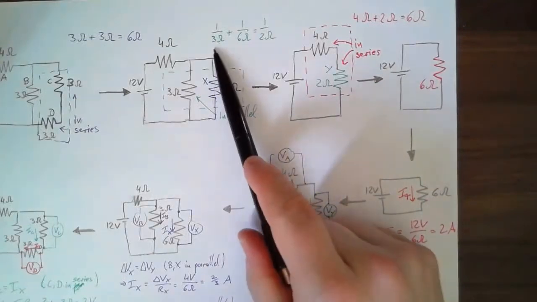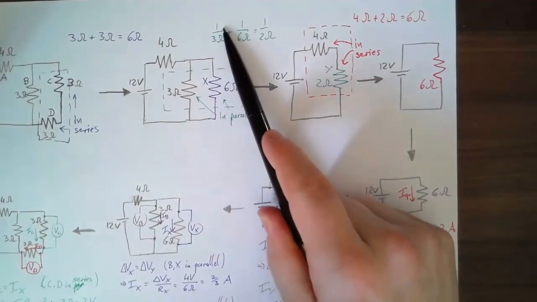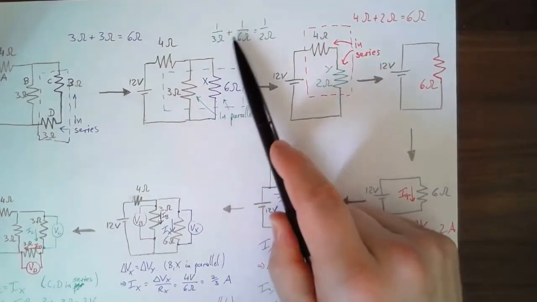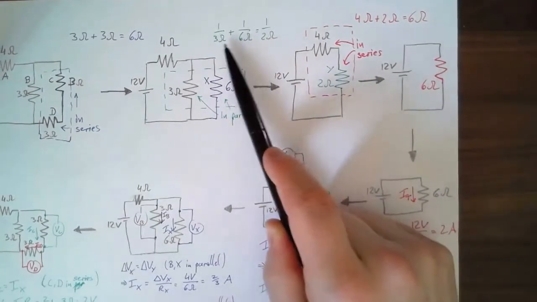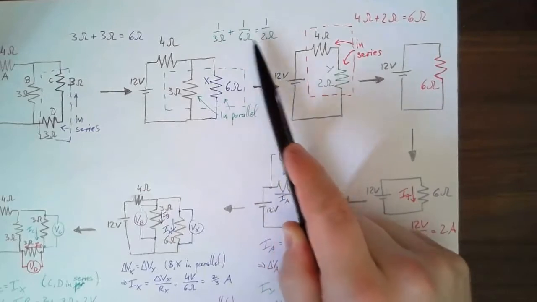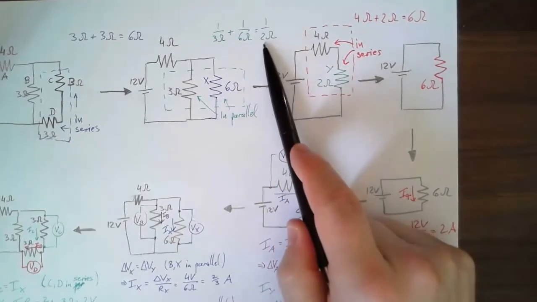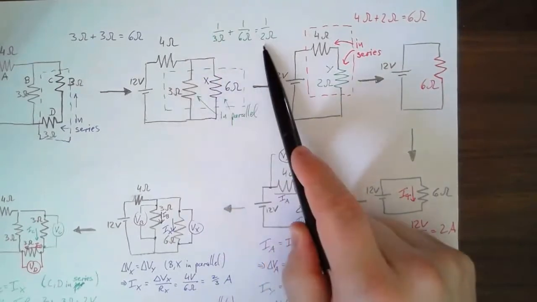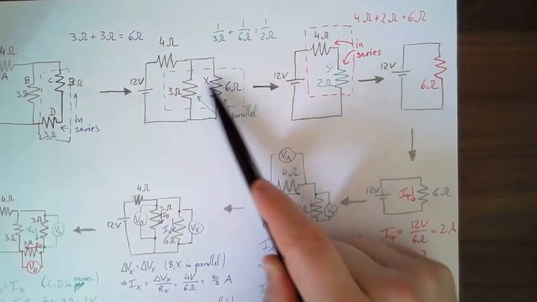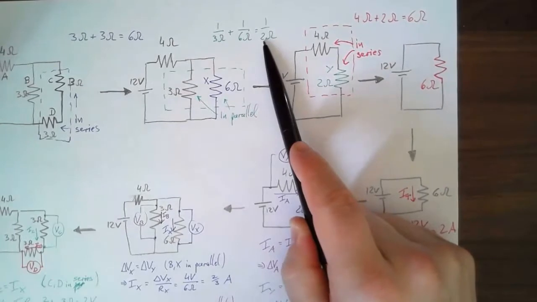Okay, parallel, it's a little bit more complicated, but you know the rule. 1 over the first resistance plus 1 over the second resistance is equal to 1 over the third resistance. A third plus a sixth is a half. So that means the combined resistance of those two is 2. The equivalent resistance of those two in parallel is a single 2 ohm resistor.